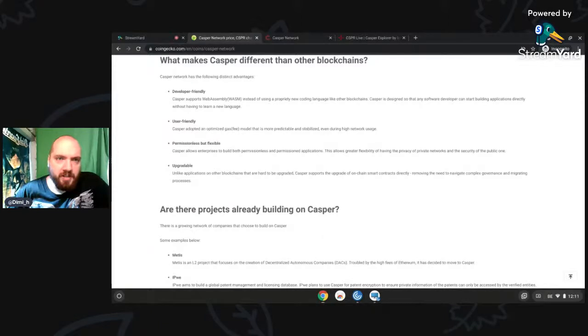User-friendly. It has an optimized gas fee model. It's more predictable and stabilized even during high network usage. Sounds like marketing, but it's great that I mention it. I hope I can do an analysis of the white paper wherein their model is being explained in detail, by reason, and I'm going to refer to Ethereum.